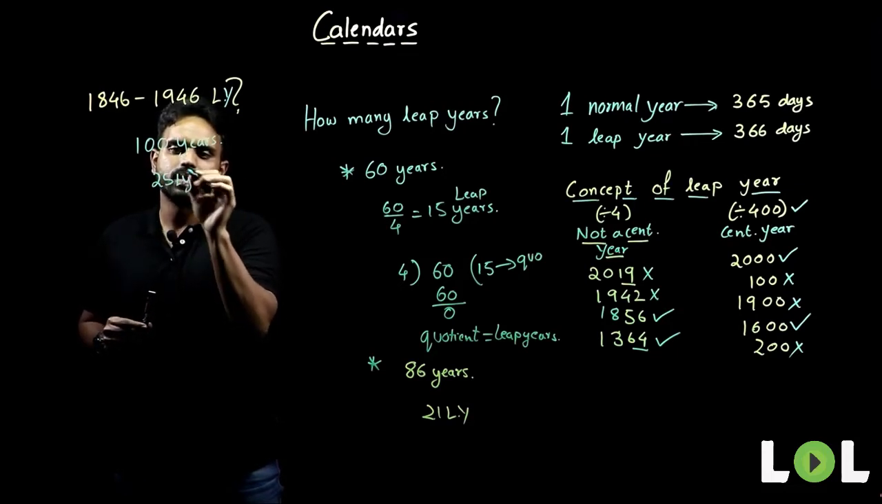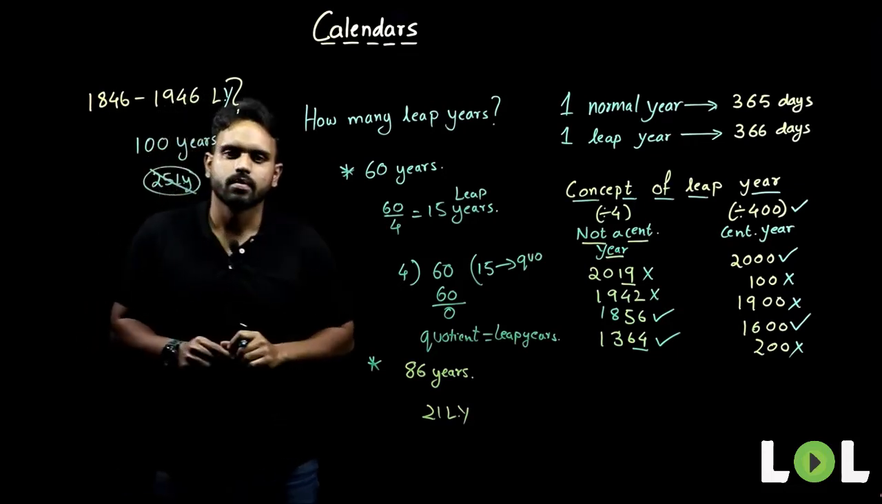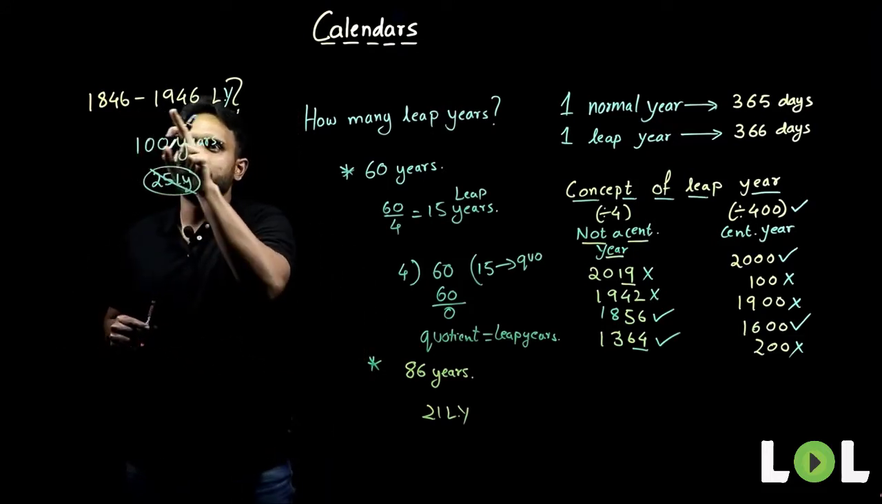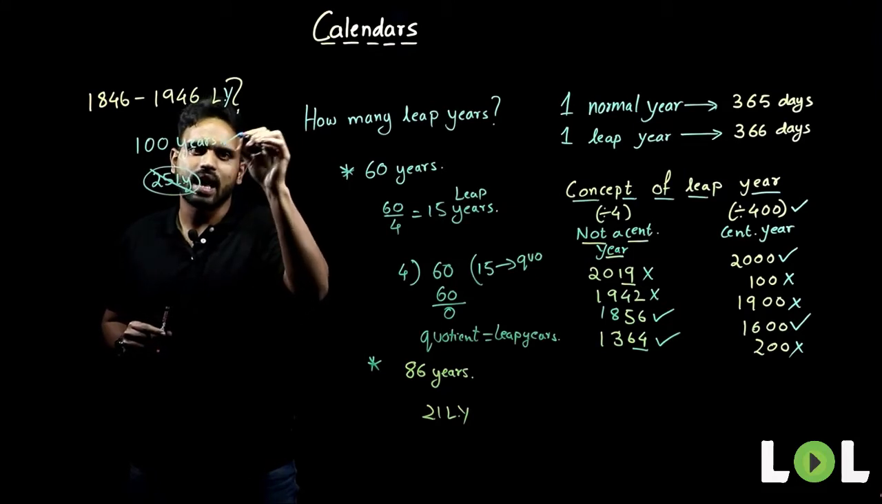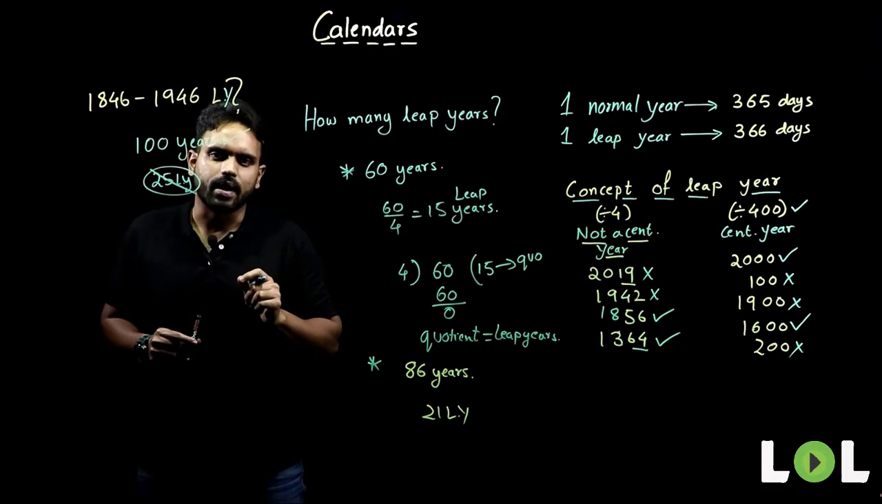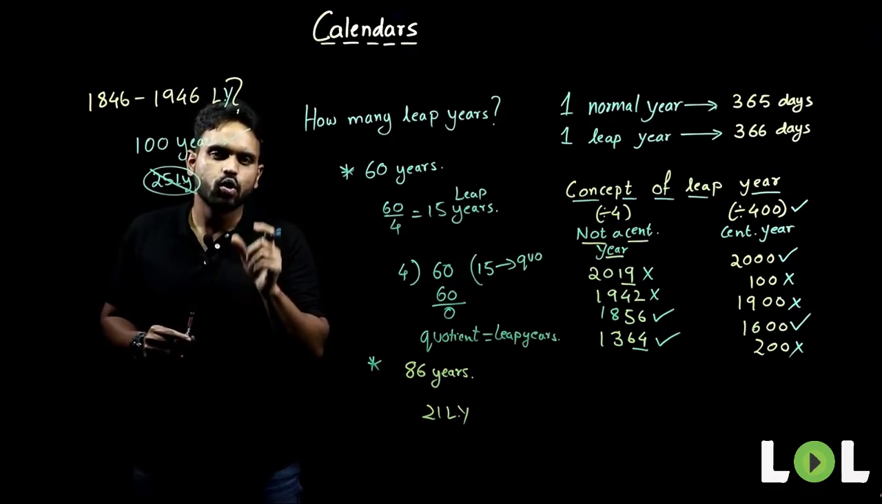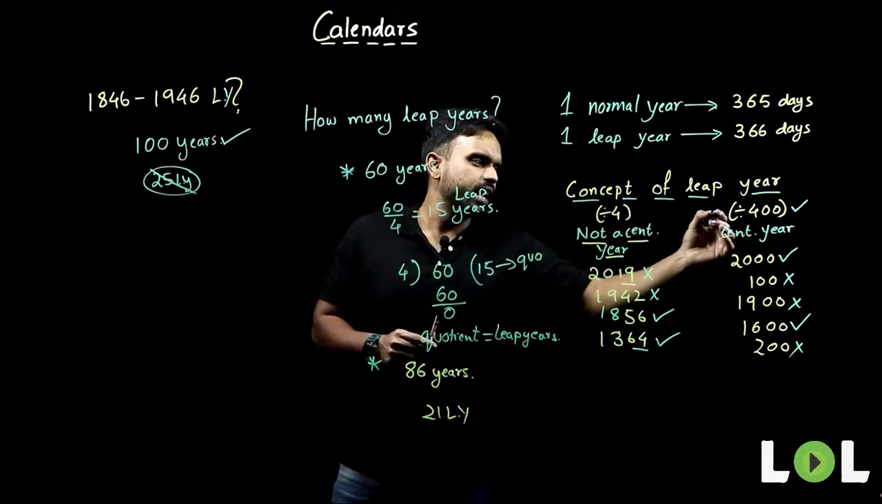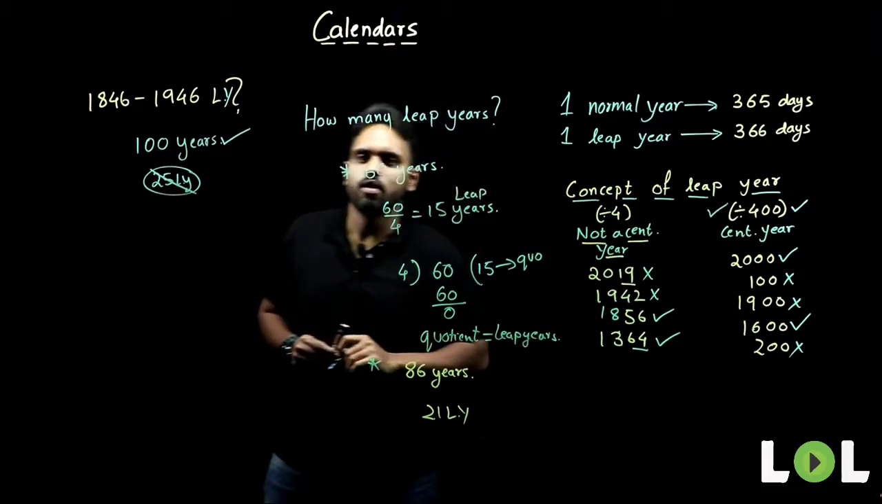25 leap years, which is exactly wrong. Why is it wrong? Now, from 1846 to 1946, yes, I have 100 years. But for every century year to be a leap year, what is the condition? The prerequisite is that it must be divisible by 400.